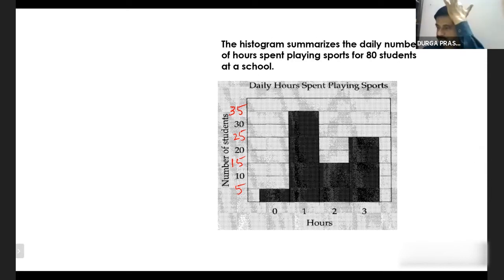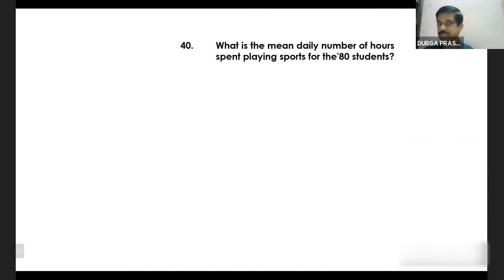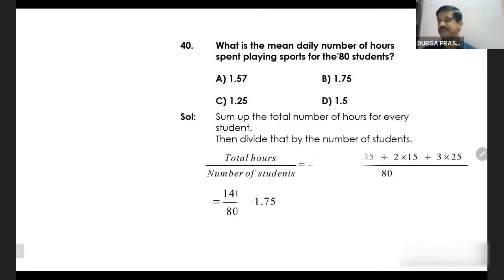The total number of students is 80. What is the mean daily number of hours spent playing sports for the 80 students? Again, it's a weighted average, same as before. So 0 hours into 5, 1 hour into 35, 2 hours into 15, 3 hours into 25, by the total number of students, 80. So this is 140 by 80, it is 1.75. So the option is B. Please note it fast. Quick.